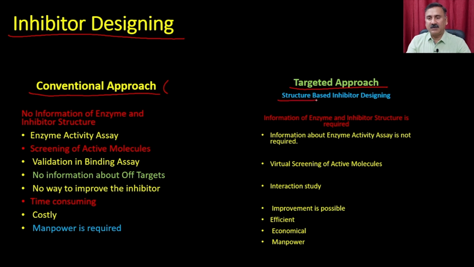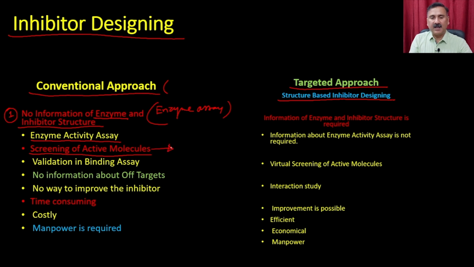The targeted approach means structure based inhibitor designing. Okay. So one of the major advantages of the conventional approach is that it does not require the structure of the enzyme or the inhibitor. So if you have the enzyme assay, you can identify an inhibitor, because it does not require that. So you require an enzyme activity assay, you require the screening of the active molecules, so you require a library of molecules. Okay, this means you require the molecules in hand.